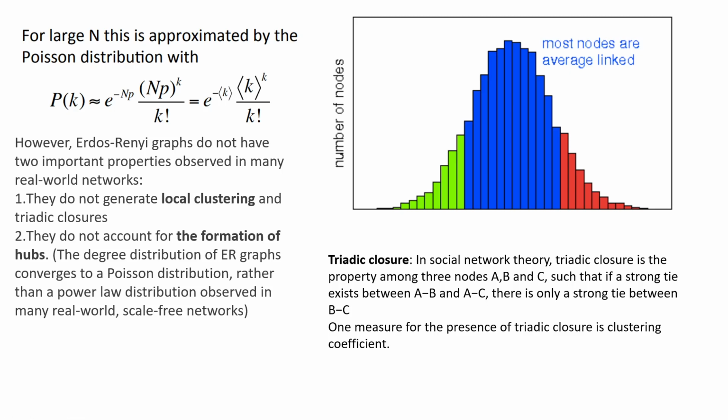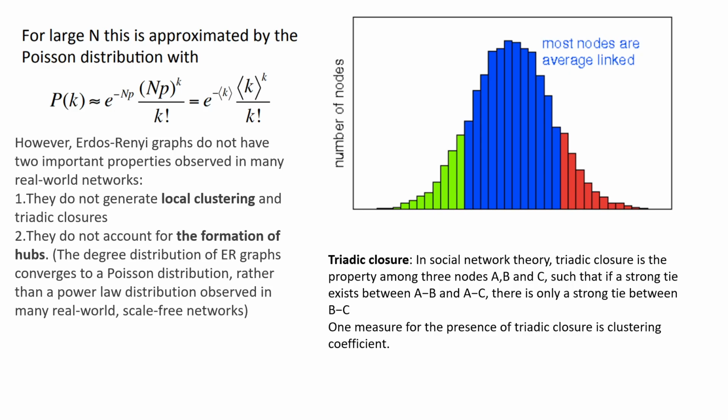And these ER graphs, importantly, do not have two important properties observed in many real world networks. First, they do not generate local clustering and triadic closures. What are triadic closures? It is the thing that we talked about: if A is connected to both B and C, what is the probability that there is a strong tie between B and C?